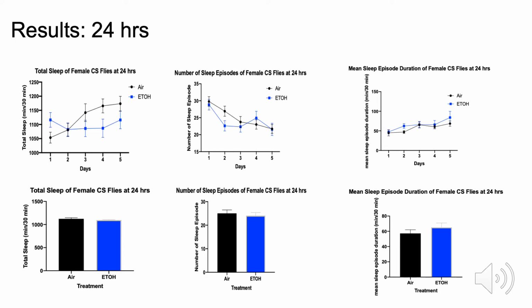What we think is happening here is that the effect of alcohol during the day is balancing out the effect of alcohol during the night so that the fly maintains an overall homeostasis after being exposed to ethanol.